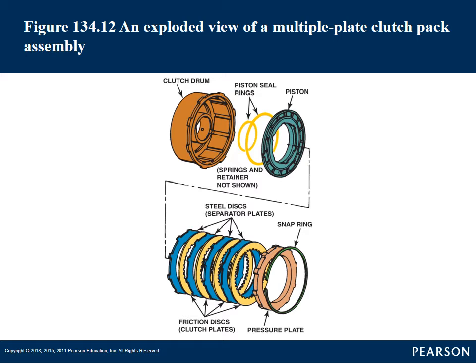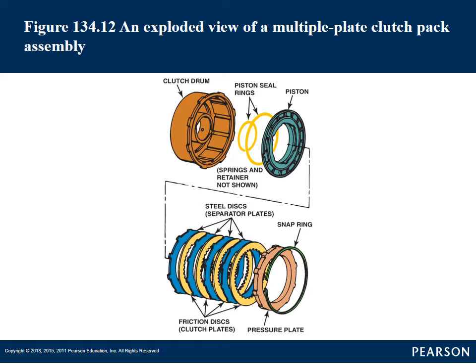If you have something like that, you'll have an outer seal on the piston and then an inner seal in the drum to seal this from any hydraulic leaks. You'll see your steel plates and your friction plates with what they're calling a pressure plate here. That is most of the time called a backing plate, and we'll talk about that here in a little bit. And then there's your snap ring that holds the whole assembly inside your drum.